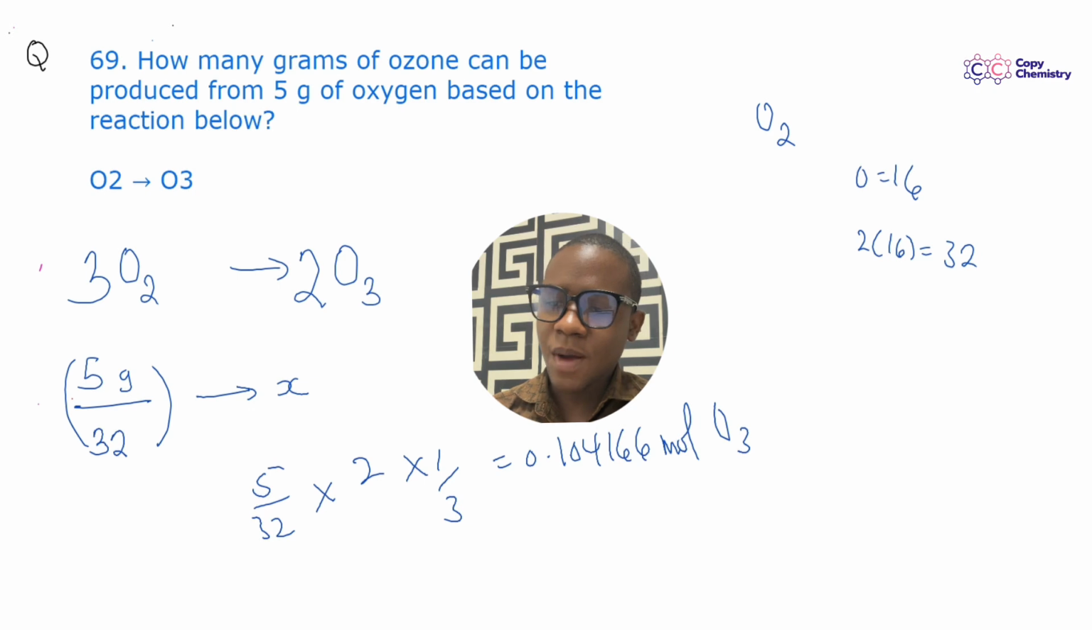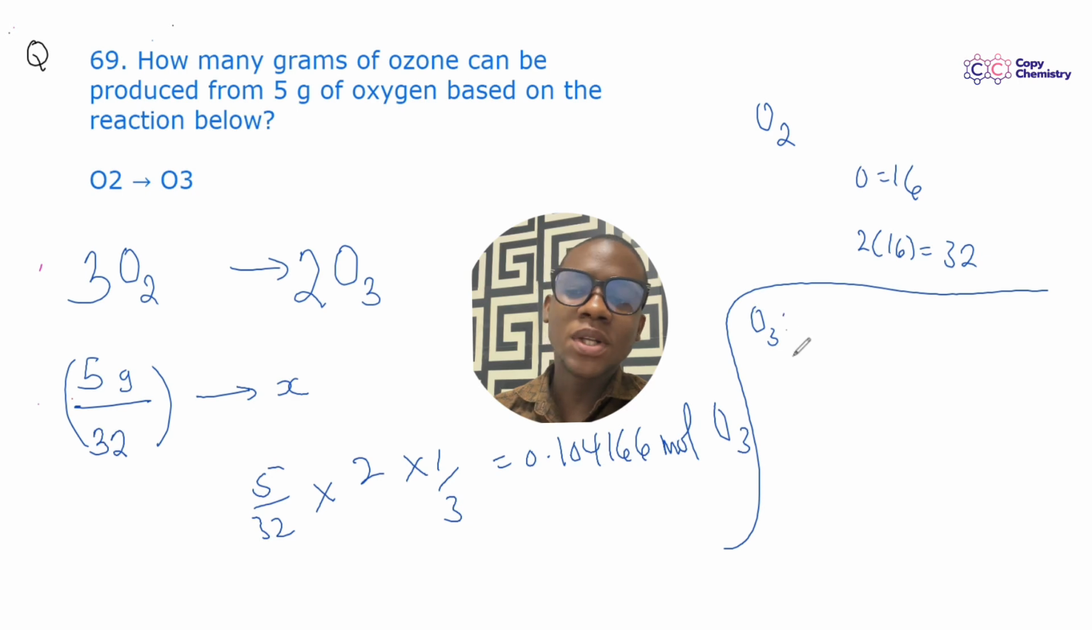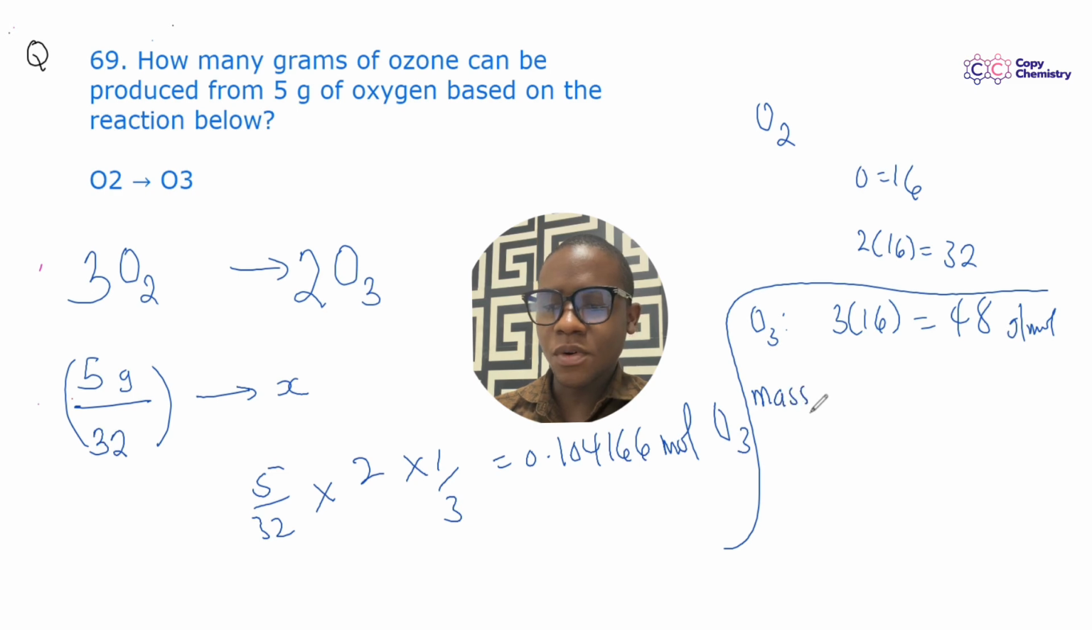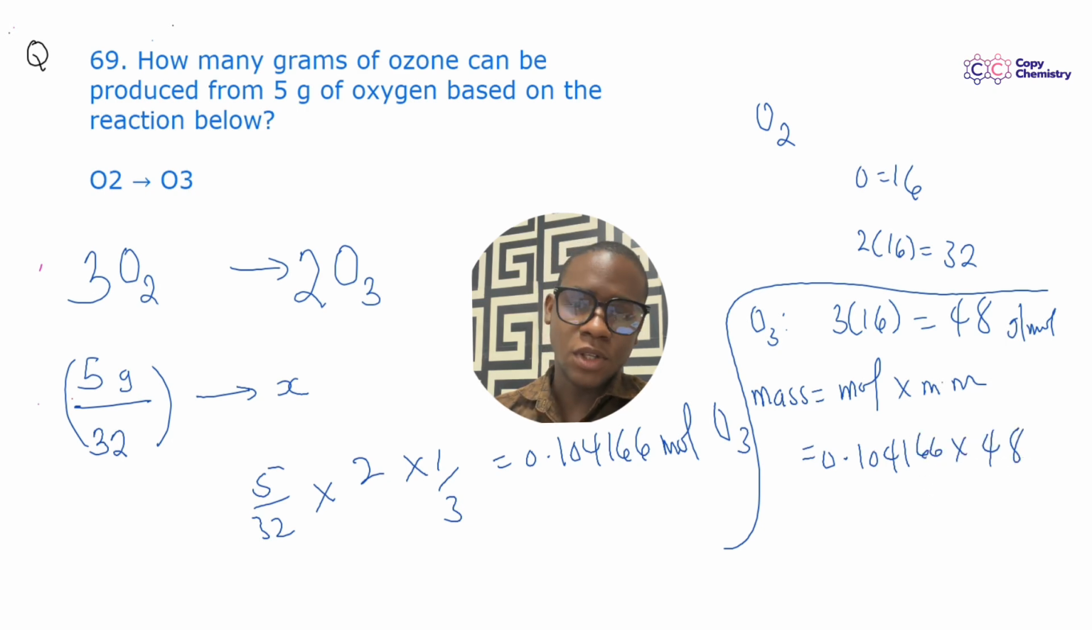We're asked to find the grams, the mass of ozone. So, what do you think we need to do to finish this up? Ozone would have a molar mass of 3 multiplied by 16. It should be about 48 grams per mole. And the mass of ozone will therefore be the moles of ozone multiplied by the molar mass, which is 48. We just got the moles of ozone here, 0.104166, and we multiply that by 48, which is the molar mass, to help us get the mass.